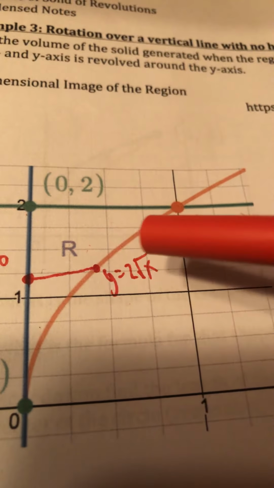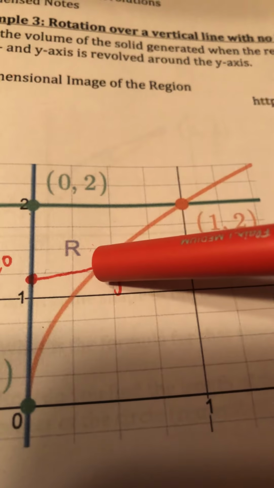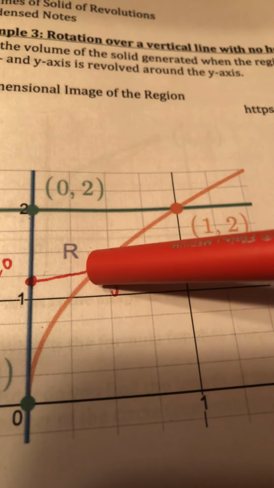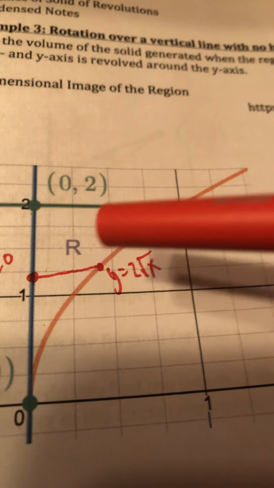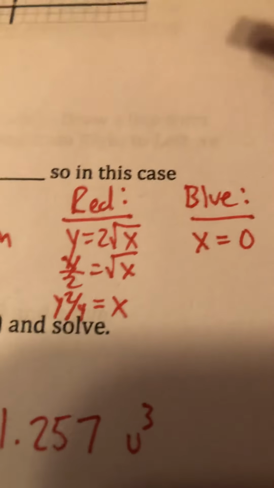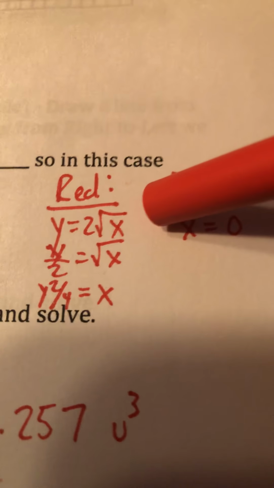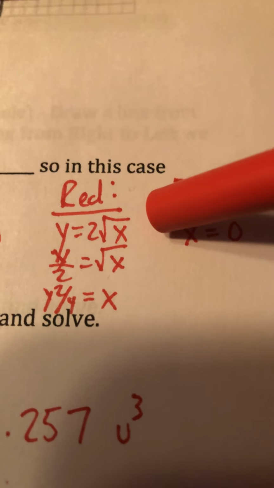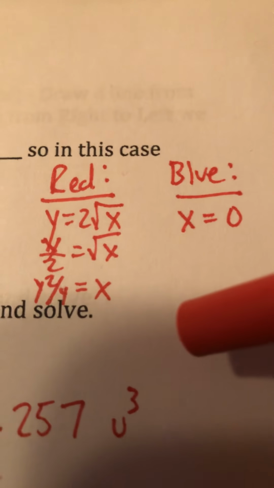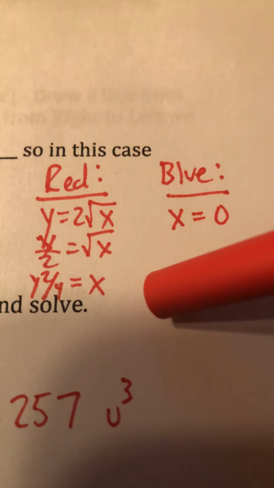And do you remember that previous unit? When we have something going in this direction, we are thinking about it in terms of right minus left, but we need x equals equations when we do that. So the first thing we need to do is get that red equation, y equals 2 root x, into an x equals equation. So I'm going to divide by 2, and then I'm going to square both sides. So I get y squared over 4 equals x.